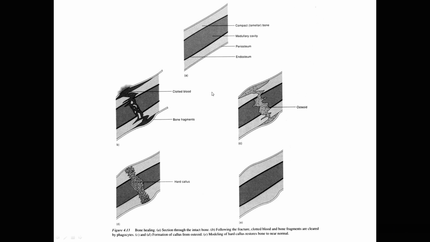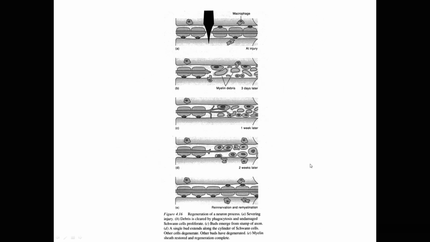The healing in other tissues, as compared with the skin, demonstrates some specific features. For example, the bone healing is accompanied by the formation of so-called osteoid and hard callus. The regeneration of a neuron is a long process. After damage, first myelin debris are cleared by phagocytosis, and later the myelin sheath is restored and regeneration is complete. This will take many weeks or even months.